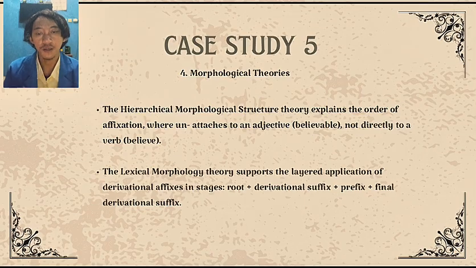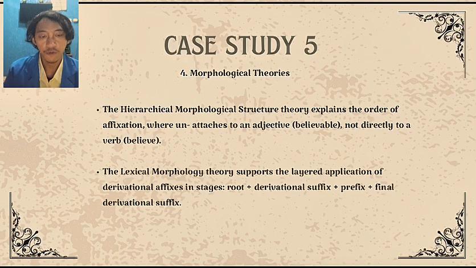The third, morphological theories. The hierarchical morphological structure theory explains the order of affixation, where un- attaches to an adjective, believable, not directly to the verb, believe. And lastly, the lexical morphology theory supports the layered application of derivational affixes in stages. There is root plus derivational suffix plus prefix plus final derivational suffix.